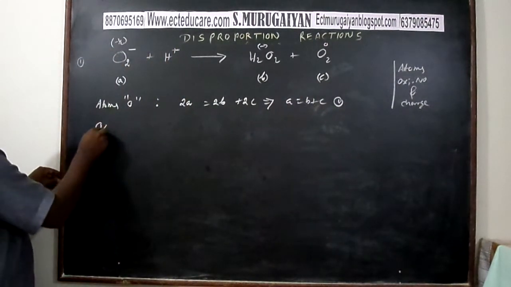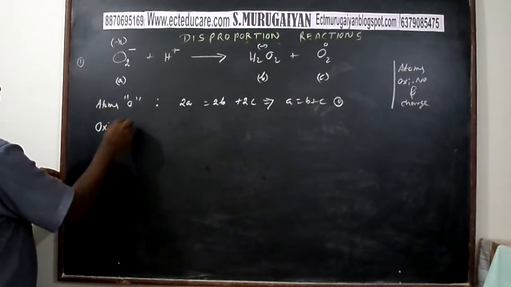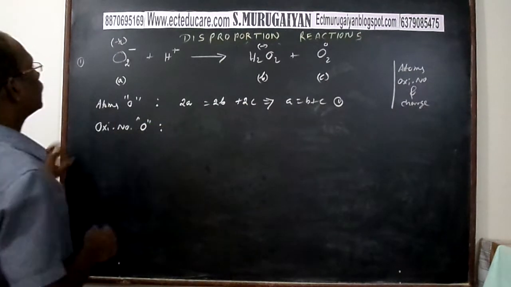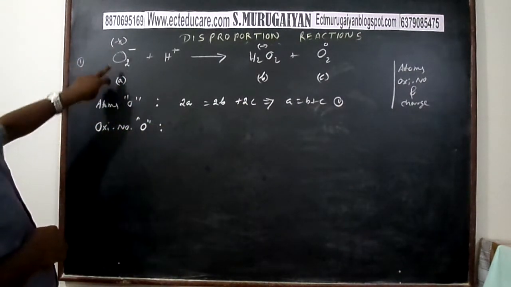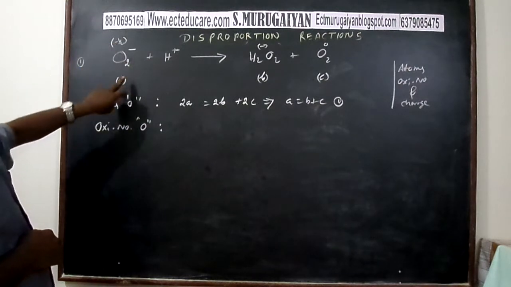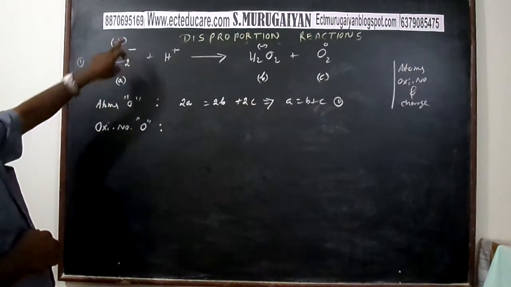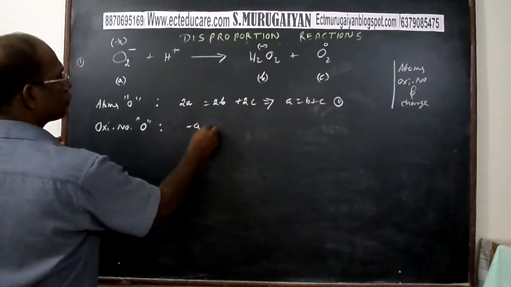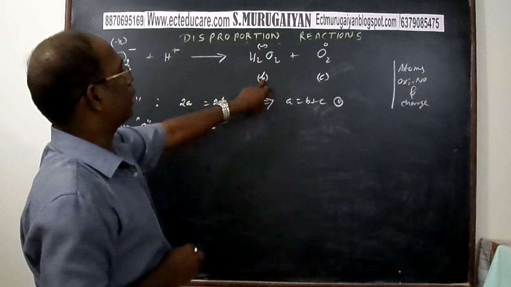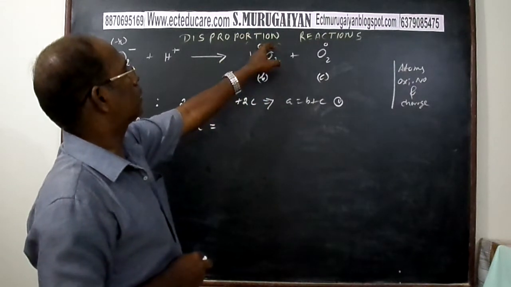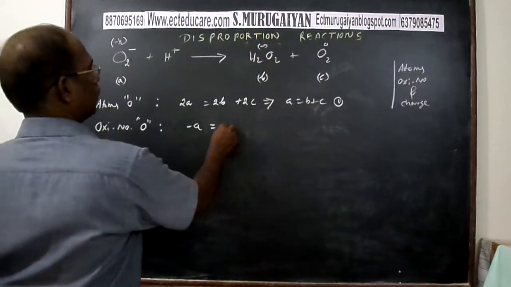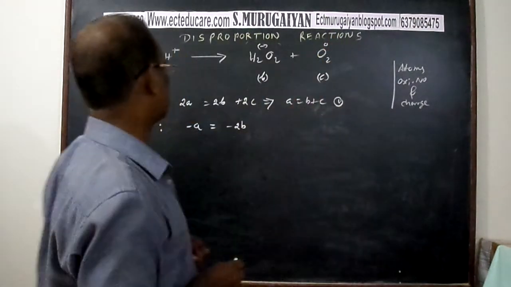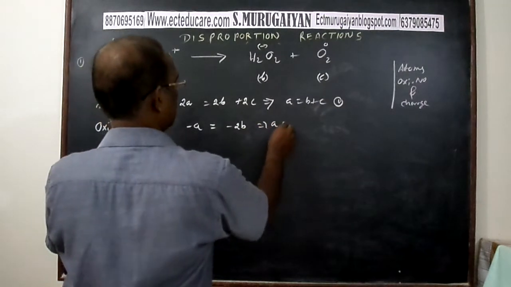And based on oxidation number of the same atom, oxygen, the oxidation number minus 1 by 2, 2 atoms, multiply A, 2 and minus, multiplying all the 3, negative A. So multiplying B suffix 2 and oxidation number minus 2B. This is going to be 0. So this implies A equal to 2B.